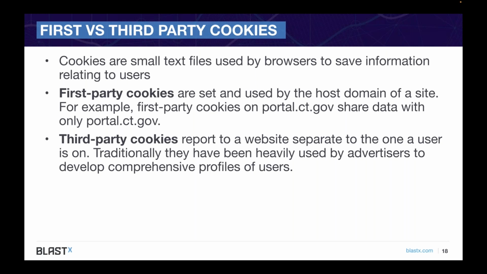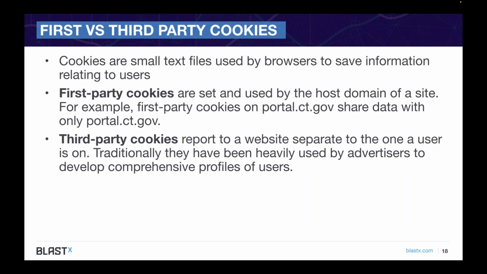Cookies are small text files used by browsers to save information that's related to users. First-party cookies are set and used by the host domain, and not set by any other domain. So, for example, first-party cookies on portal.ct.gov only share data with portal.ct.gov. They don't share data with other sites, and other sites don't share data with them.